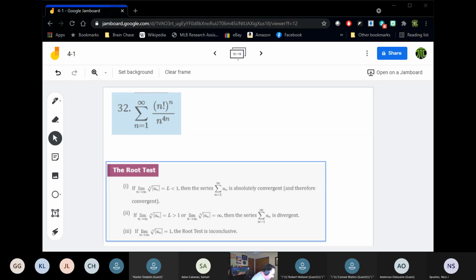So we're doing the root test for this one. The first thing we want to do is change this to this. And then when I do the nth root, it's going to get rid of that. So my limit as n goes to infinity, it's n factorial over n to the fourth power.